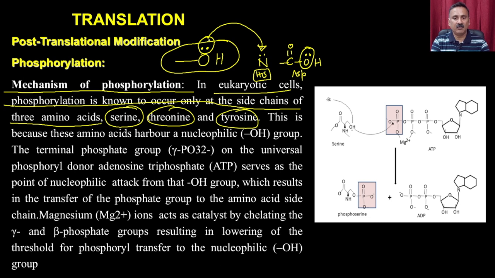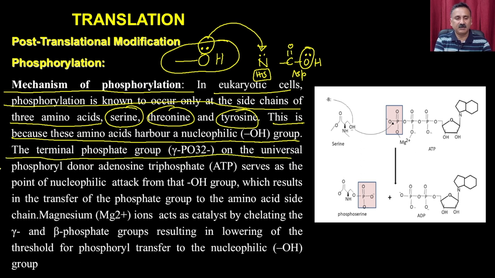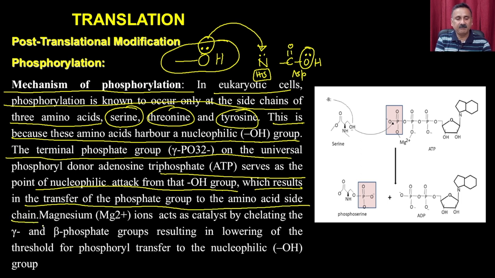So, as I said, the lone pair of electrons is going to be important for these kinds of modifications. This is because these amino acids harbor a nucleophilic hydroxyl group. The terminal phosphate group on the universal phosphate donor, adenosine triphosphate (ATP), serves as the point of nucleophilic attack from the OH group, which results in the transfer of the phosphate group to the amino acid side chain.